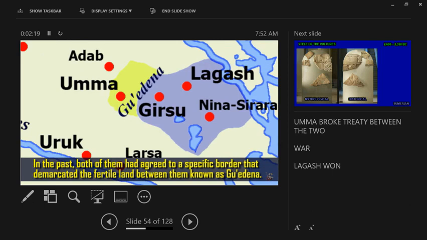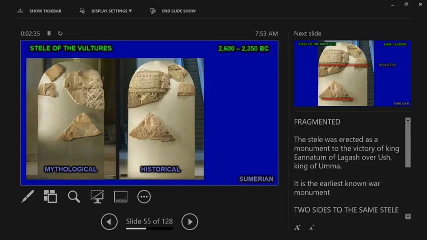So in this case, Umma broke a treaty between the two with Lagash. Yeah, with Lagash. They had a war and Lagash won. So this is called the stele of the vultures, and it's about that war.